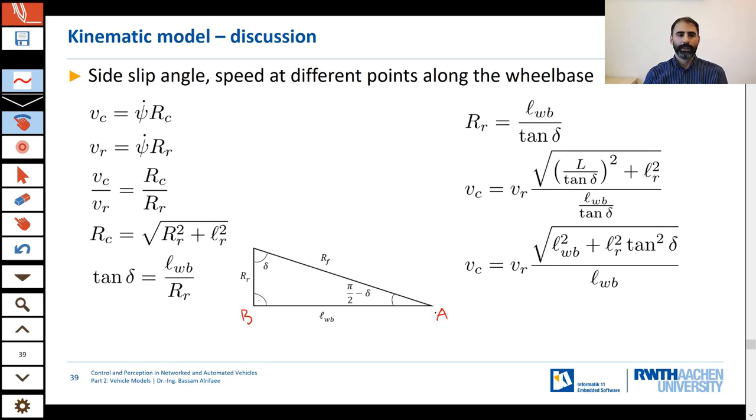And what we see on this slide is how to transfer the velocity of the center to the rear. The equations you see here are trigonometric functions, and I'm not going to explain them in detail. I have written them down because you don't find them in literature, so you can get them from this slide.